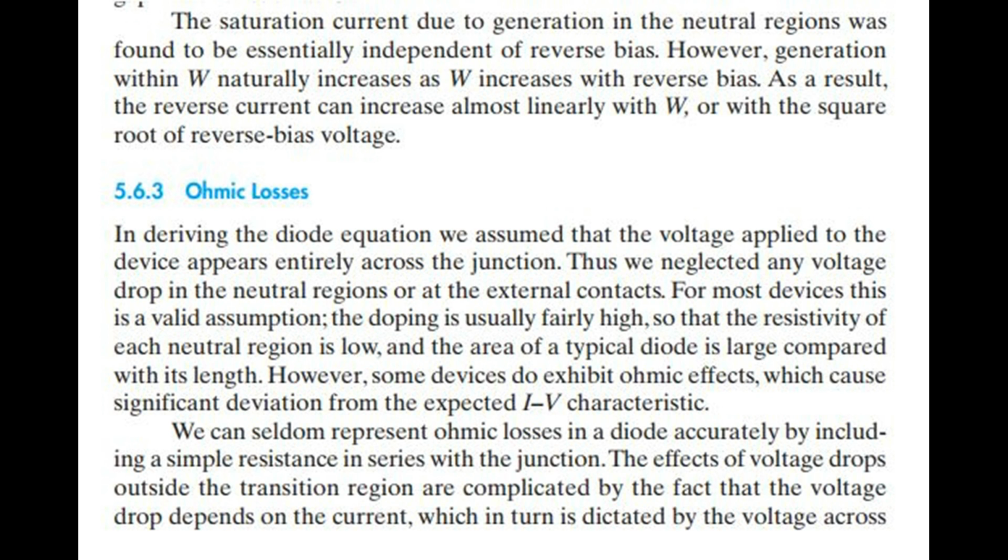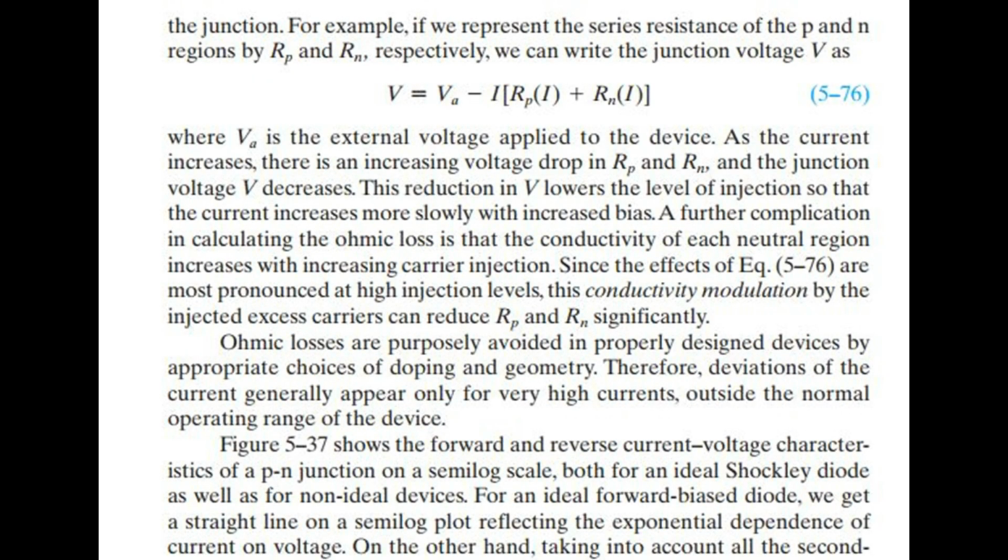We can seldom represent ohmic losses in a diode accurately by including a simple resistance in series with the junction. The effects of voltage drops outside the transition region are complicated by the fact that the voltage drop depends on the current, which in turn is dictated by the voltage across the junction. For example, if we represent the series resistance of the P and N regions by Rp and Rn, respectively, we can write the junction voltage V as V = Va - I(Rp + Rn), where Va is the external voltage applied to the device.